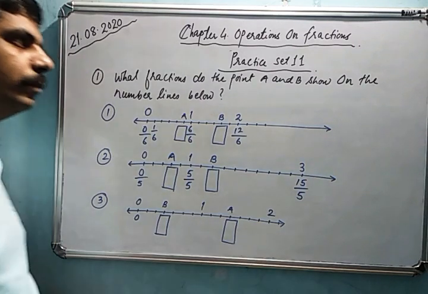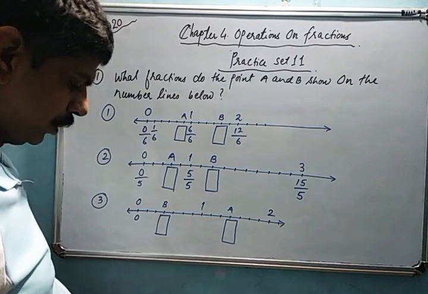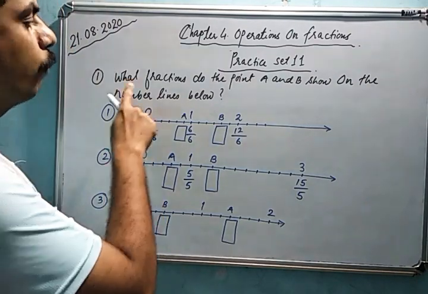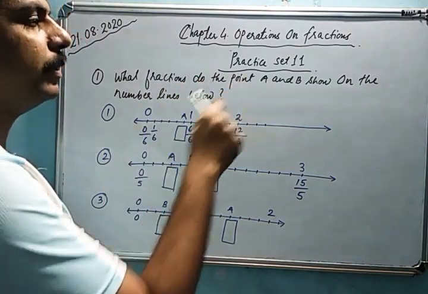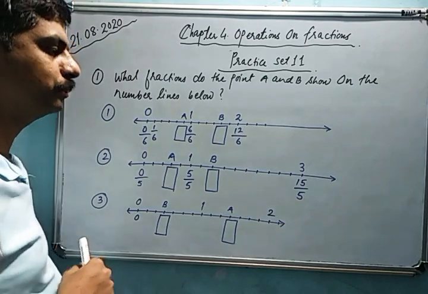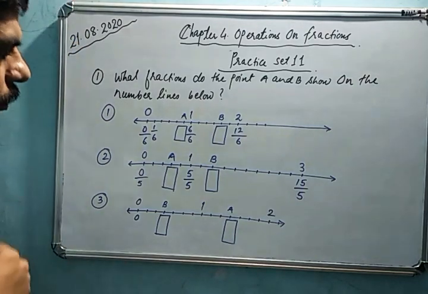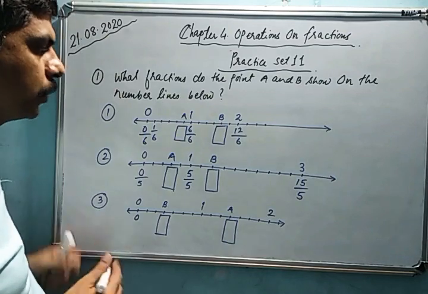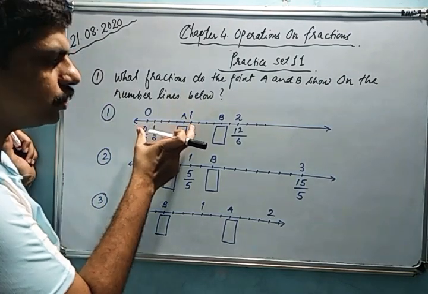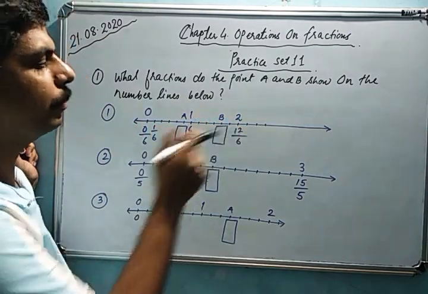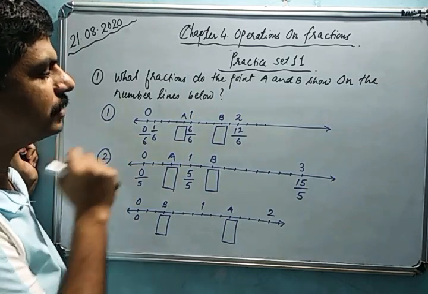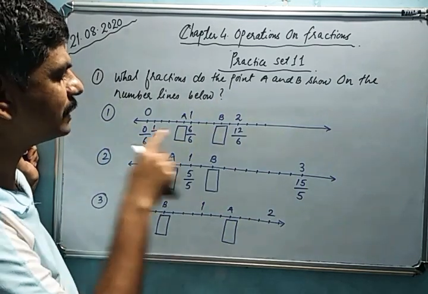Students, now we will see practice set 11. What fractions do the points A and B show on the number lines below? So just now we have discussed how to represent fractions. You can see that each unit is divided into an equal number of parts and the denominator is 6. That means each unit is divided into 6 parts.